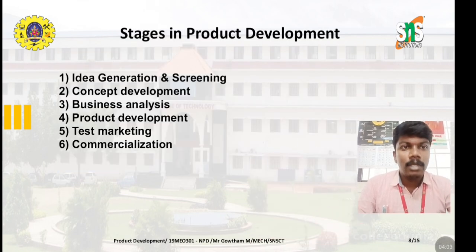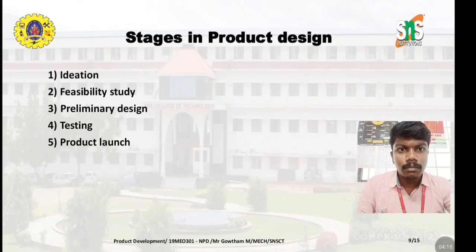Here are some stages in product development: idea creation and screening, then concept development, then business analysis, then product development, then test marketing analysis. Next one is commercialization, which we have already discussed. Then idea feasibility study, followed by preliminary decision, then testing and product launch.